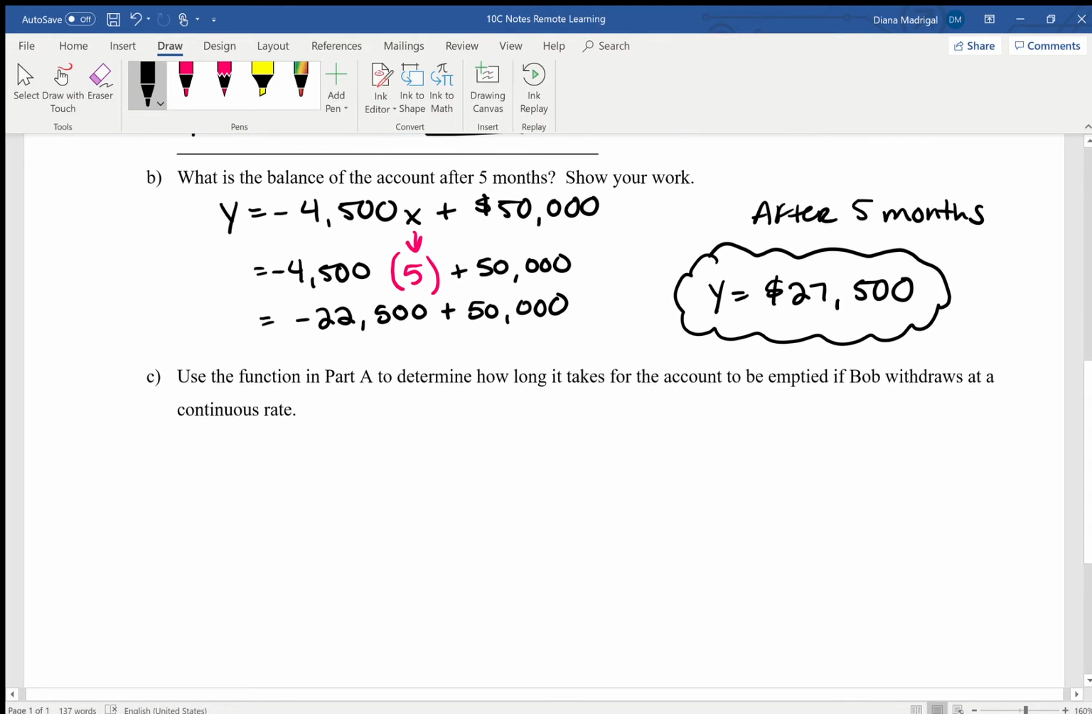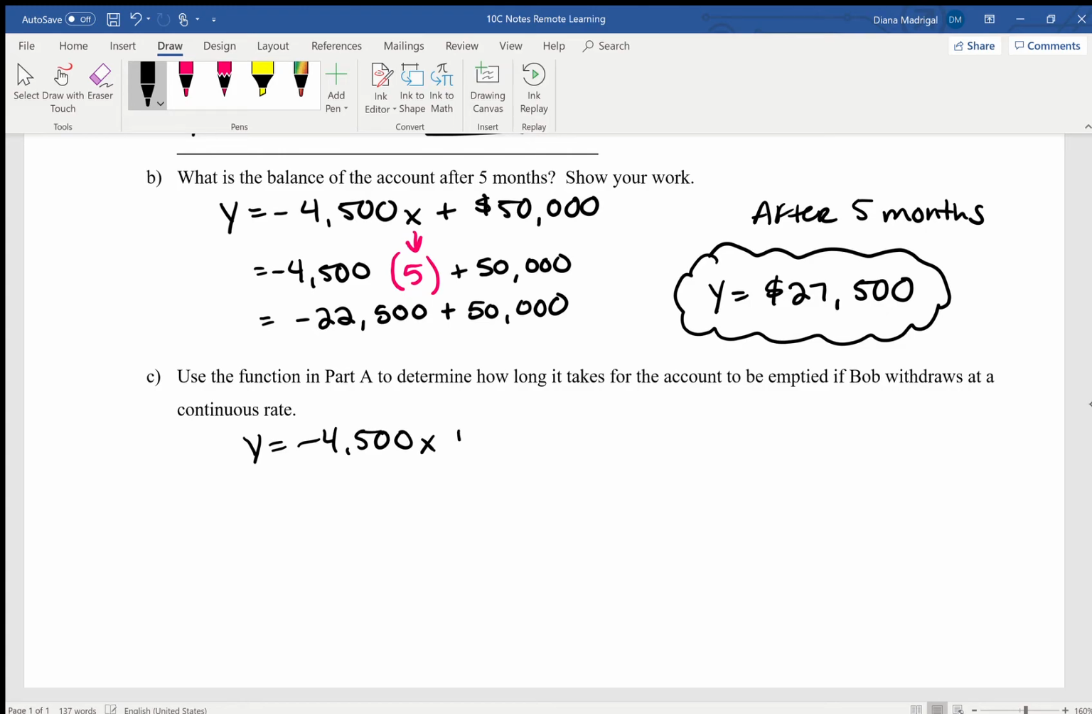And part C, it says use the function in part A to determine how long it takes for the account to be empty if Bob withdraws at a continuous rate. All right, so again, I have my equation, negative 4,500x plus 50,000. Again, you need to understand the vocabulary. They're asking you how long is it going to take for the account to be empty. Now you know the total amount. The total amount for this one is going to be $0. So that's my y. Everything else stays the same.